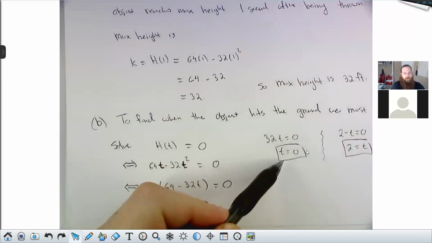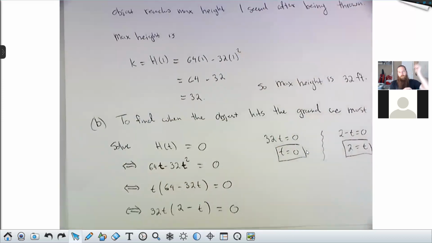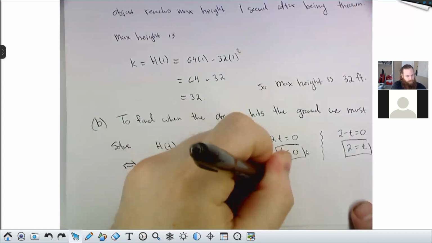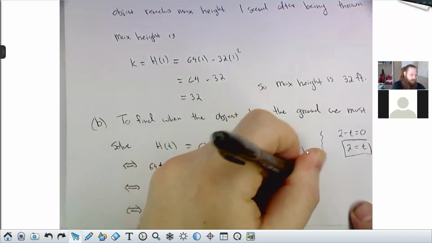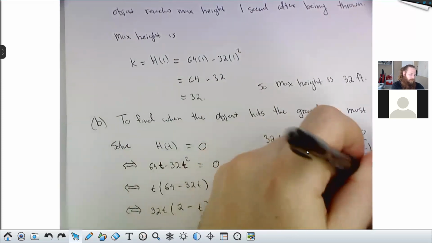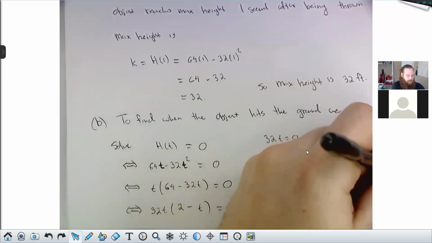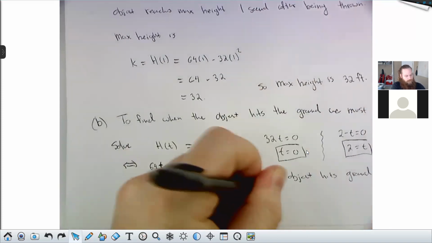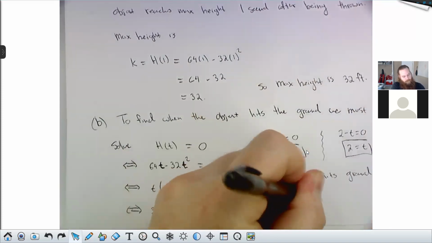So at time t equals 0, I'm just about to throw the thing. And at time t equals 2, it's come back to Earth. So the object hits the ground 2 seconds after it's thrown.